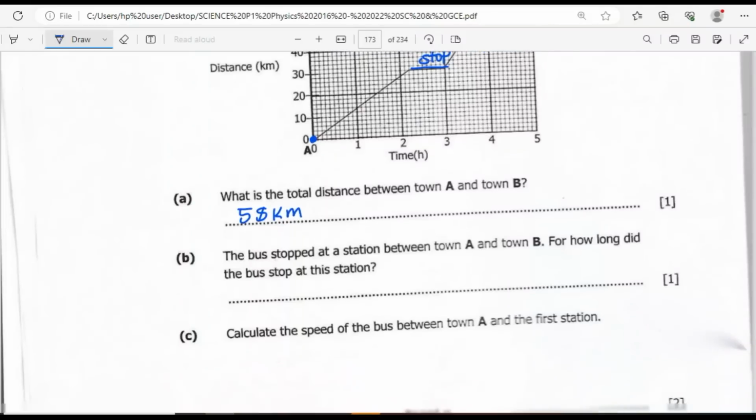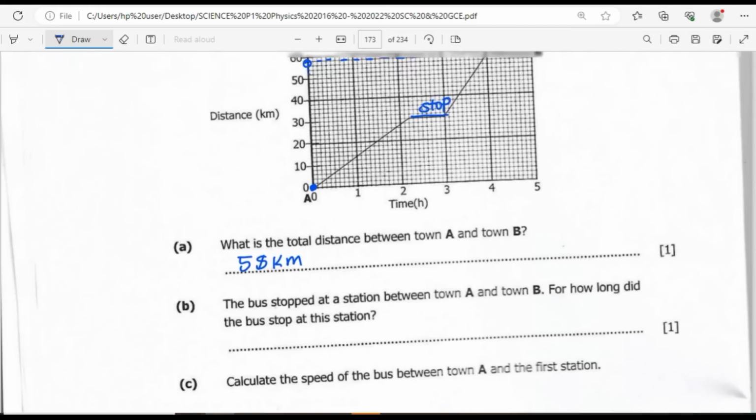Then for question B, the bus stopped at a station between town A and town B. For how long did the bus stop at this station? So let's look at it. Here we'll move, this is where the stopping started. So we move into the x-axis. So this is 2.1. Then here, the car stopped.